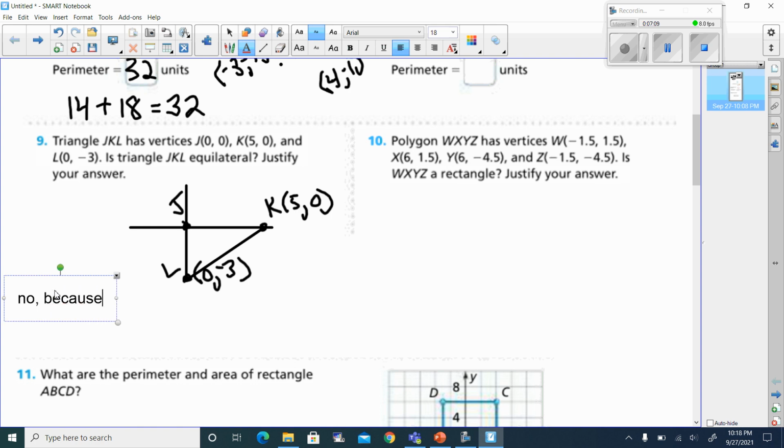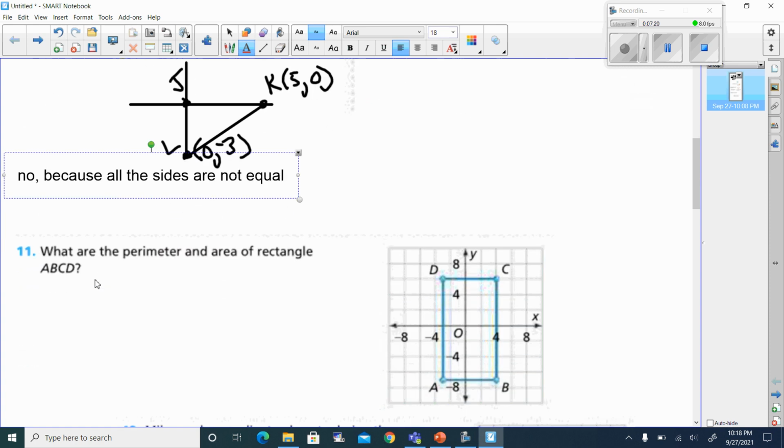Because all the sides are not equal. All right, and now we're going to number 11.